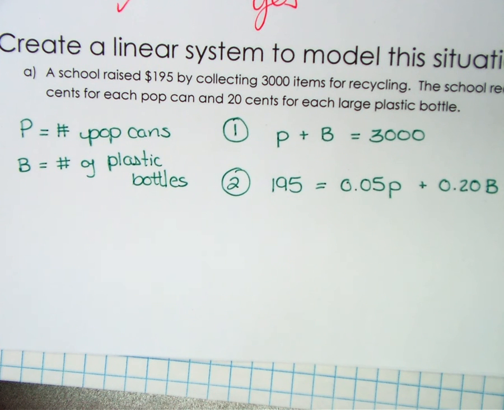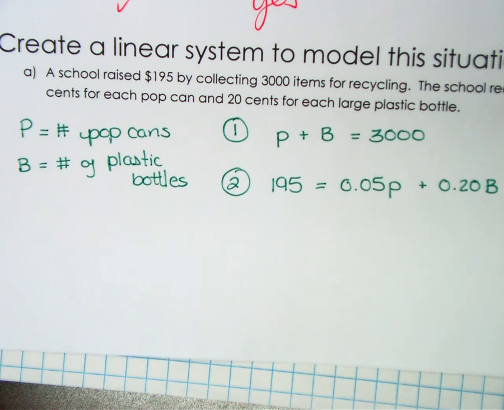So this is what I got. My first piece of information was about the quantity of them. They said that they collected 3,000 items for recycling. So the number of pop cans plus the number of pop bottles should equal 3,000. That's a lot of pop cans and pop bottles when you think about it.